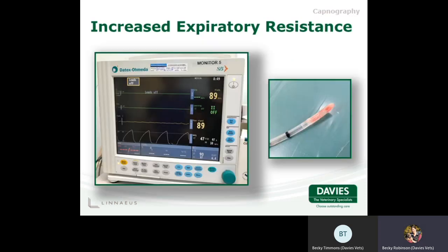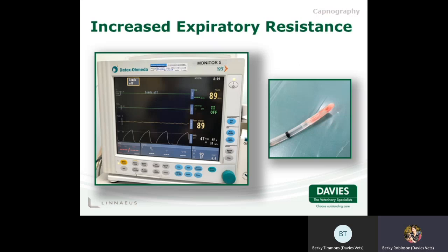Here I had an example of a cat who was showing that very stereotypical shark's fin type appearance to the capnograph trace. It is taking a long time for the patient to expire. They're finding it quite hard. There's a lot of resistance for them to expire. This was because they had a mucus plug in the end of the endotracheal tube that we can see here. This is also resulting in the patient hypoventilating slightly with an end-tidal carbon dioxide of 47 millimeters of mercury, and they had also desaturated slightly with a pulse oximeter reading of 89%.